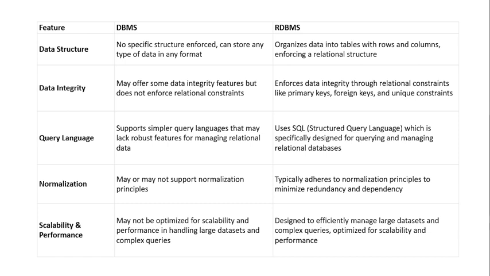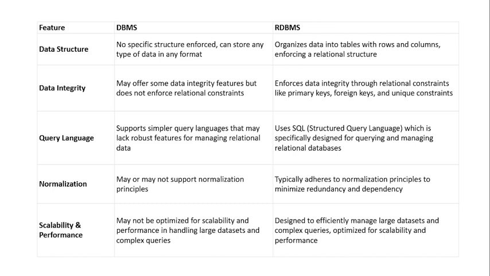The fourth point is normalization. Normalization, as you know, is a very important concept of RDBMS, which is used to reduce the redundancy of data available inside the table. So this is mainly used in RDBMS in tabular form, but it is not enforced in a database management system.